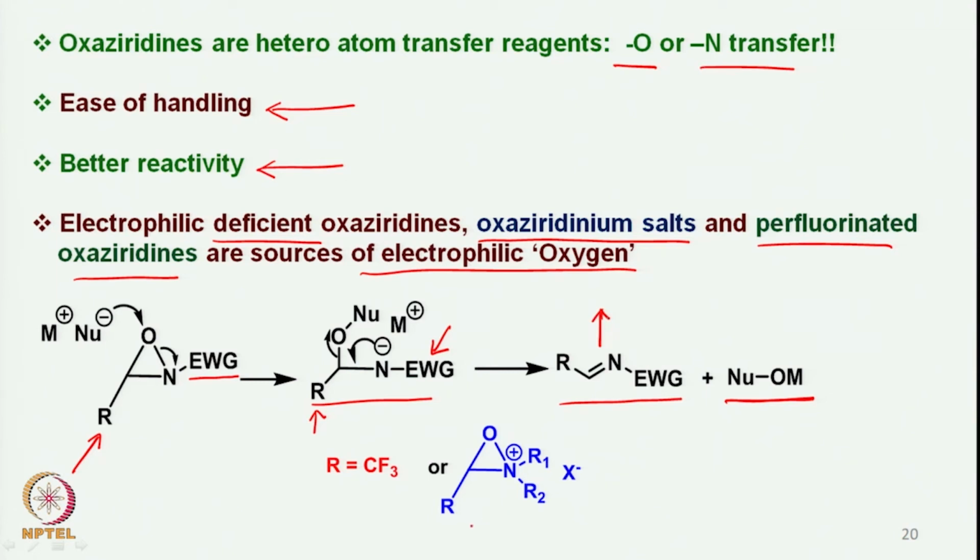At the same time, one can also take an oxaziridine with an ammonium salt here, such as this. This is also going to be a source of electrophilic oxygen, because the nucleophile will preferentially attack the oxygen and cleave this oxygen-nitrogen bond, and therefore we get the same as above, the transfer of oxygen to the nucleophile. So, there are ways of manipulating the conditions of these reagents to see whether nitrogen is transferred or oxygen is transferred.